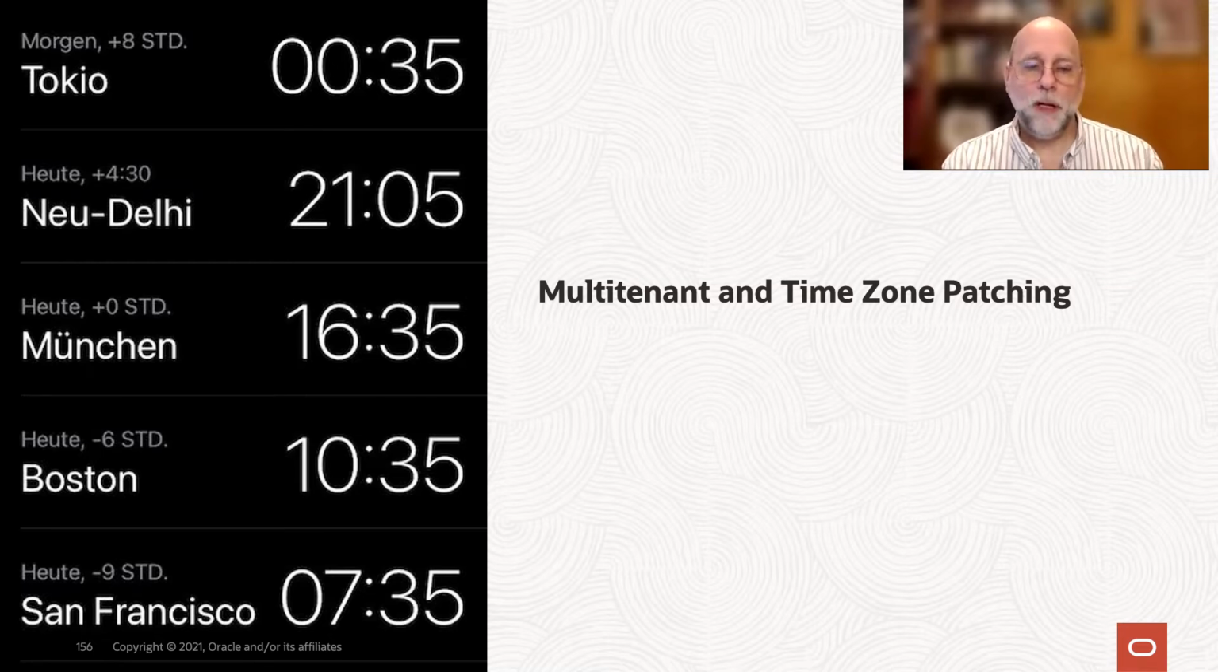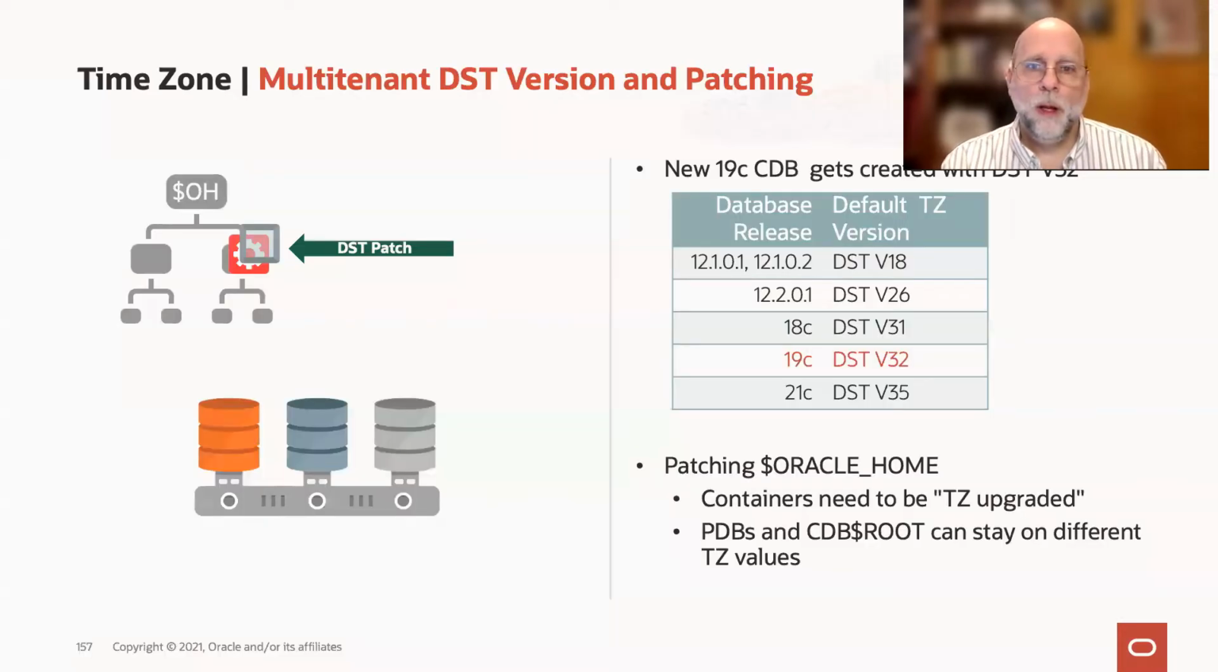But this is a topic that comes up because, as you saw in our first webinar in the series, time zone patching is its own separate thing, and auto upgrade does handle time zone patching for you automatically if you want to. But let's talk about how time zone patching and multi-tenant play together. First of all, just like any database, a multi-tenant container database can have a new time zone patch applied to its Oracle home, but then you would need to also patch the containers themselves, the CDB root and any PDBs, if you want to update the time zone versions.